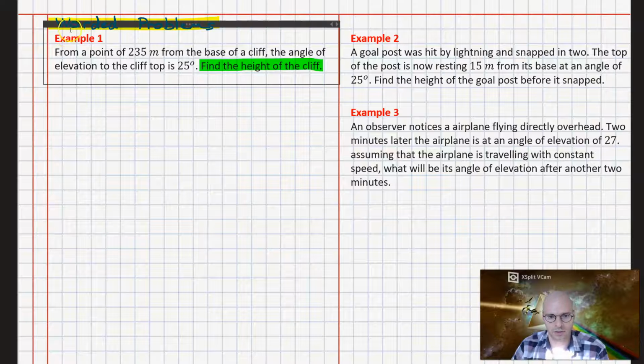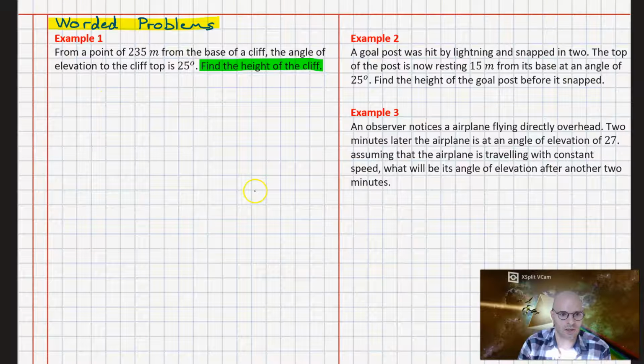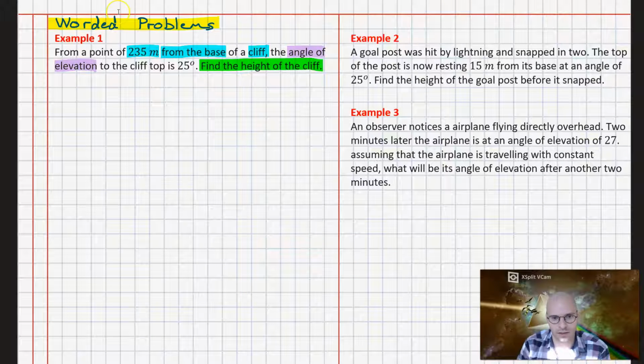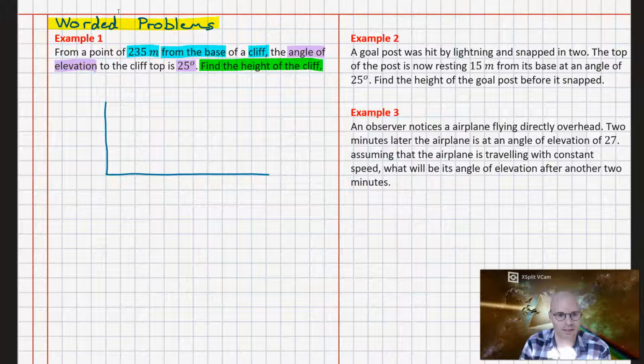Now we go for another read through and we look for the key points. It says from a point 235 meters from the base of the cliff. So that's one key point. The angle of elevation to the cliff top is 25 degrees. So what we're dealing with here is a cliff. We'll draw a line representing a cliff, and we're 235 meters away, somewhere down here. Now we have an angle of elevation of 25 degrees to look to the top of the cliff.